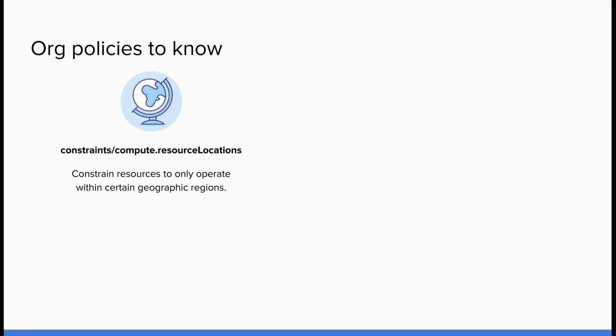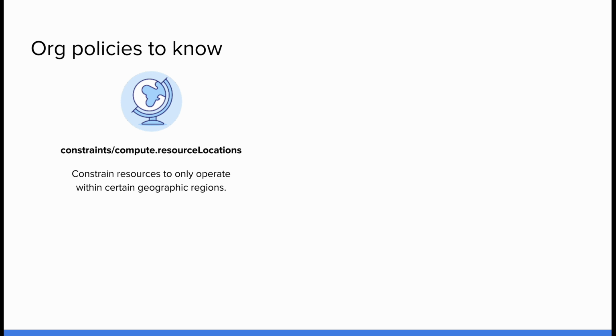So let's go over more specifically some of the most important org policies you need to know for the exam. Starting on the top left, we have the constraints/compute.resourceLocations policy. This allows you to constrain your resources to operate only within certain geographic regions. So if you need to ensure that all your data and compute resources are stored and operated within the United States or Europe, this policy enforces those geographic restrictions, helping you meet data residency requirements.